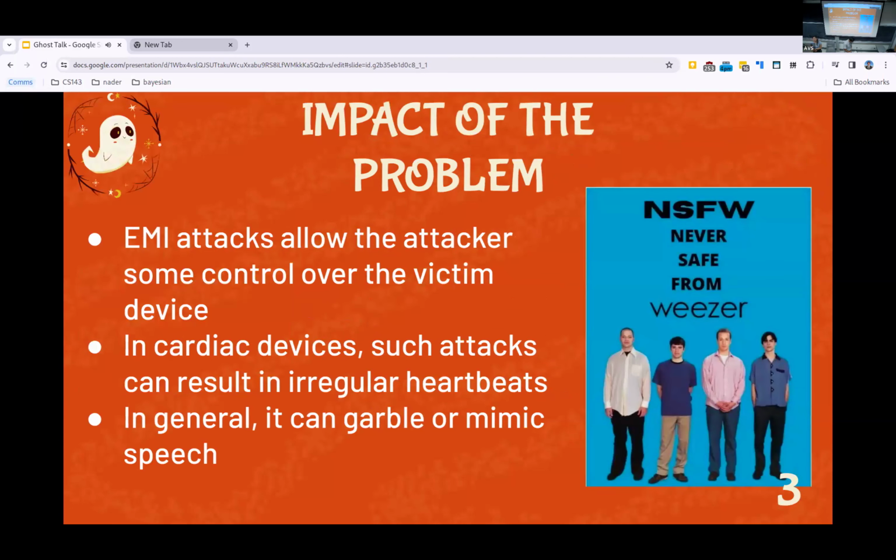So the impact of the problem is that essentially these EMI attacks can give the attacker control over the victim devices. And this is obviously not really good, especially in medical devices. So in this paper, researchers were able to inhibit pacing in pacemakers, which usually it just helps your heartbeat. And they're also able to trigger electric shocks in defibrillators, both behaviors which are not good. And then in the general case, the researchers attacked Bluetooth audio receivers to garble or mimic speech, or in their case, they forced the listener to listen to Weezer's Island in the Sun on repeat.